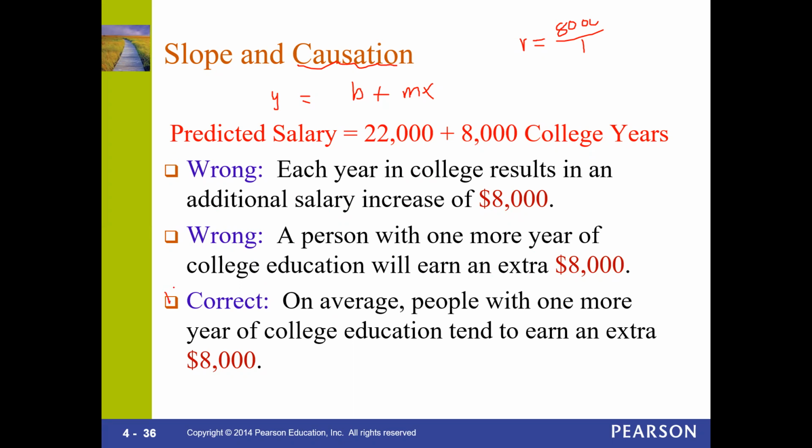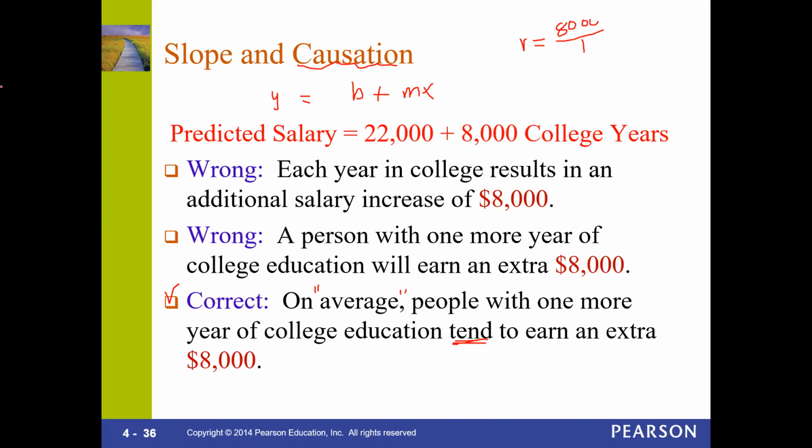The way you should say it, the keyword here, is on average. People with one more year of college education tend to earn an extra $8,000. This is the way to interpret this example. That's the one I was showing earlier.